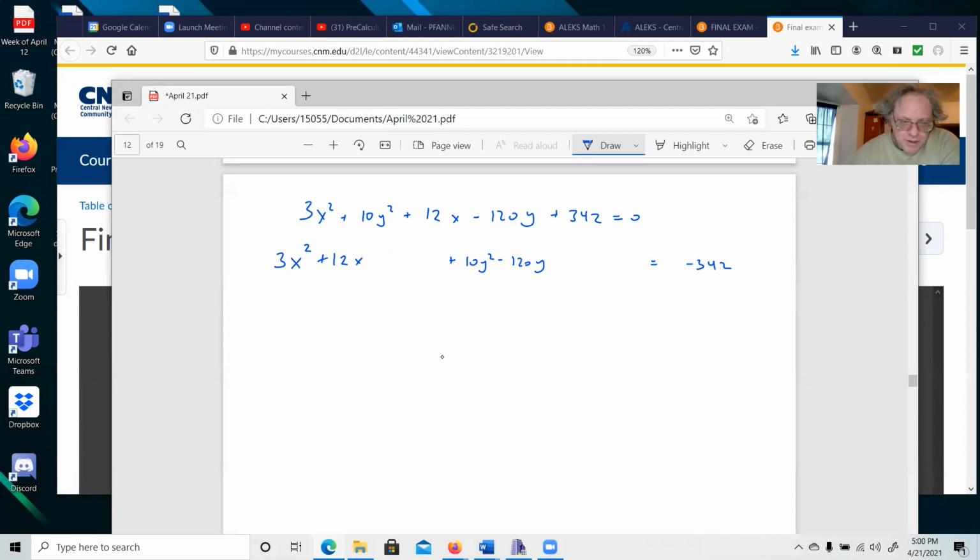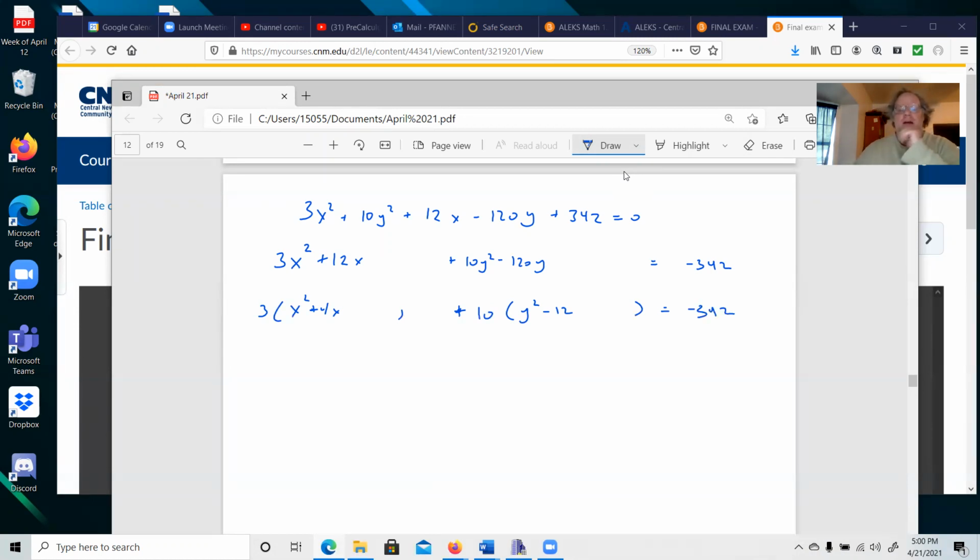Okay. So we have 3, we had x squared plus 4x, right? Again, I'm going to leave that room there, plus, and then here we have 10y. So actually, we're going to go ahead and factor out that 10 from the y's here. So we have 10, and then we have y squared minus 12y. Leave some room, is equal to negative 342.